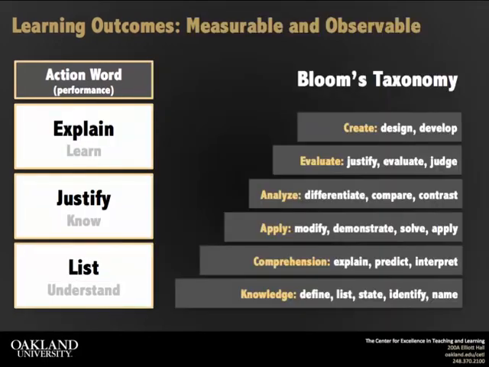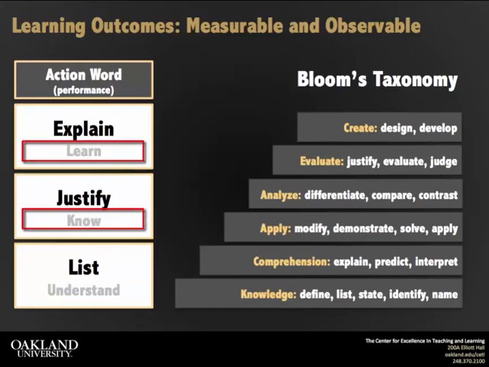Bloom has developed a list of actions that express the learning level associated with outcomes. Lower level learning outcomes might call on students to define and state, or explain and modify, while higher level outcomes require students to compare, justify, or design. This is another reason why action words are important to learning outcomes. With unobservable words like learn and know, it isn't clear what level of learning is expected.